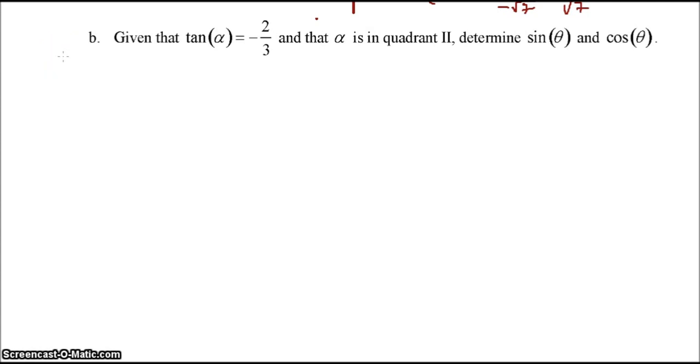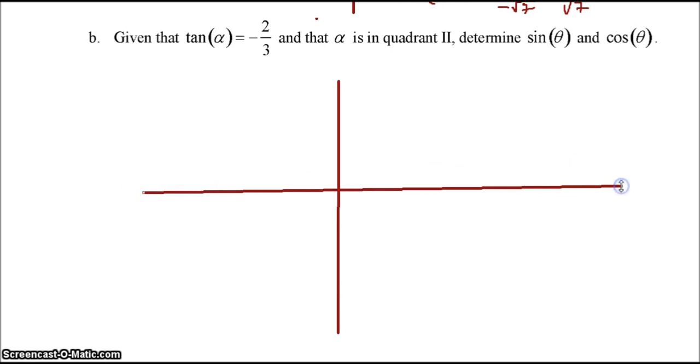So given that tangent of theta is negative 2/3, and that, that's alpha, and that alpha is in quadrant 2, determine sine of theta and cosine of theta. So here's alpha. And really this question isn't very good. It really should say the terminal side of alpha is in quadrant 2. Whoever wrote this question must have not been on the same page as everybody else who wrote the rest of the book.